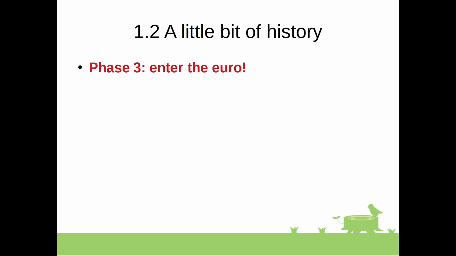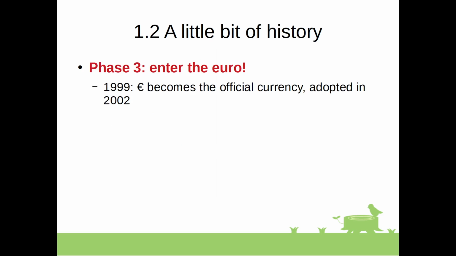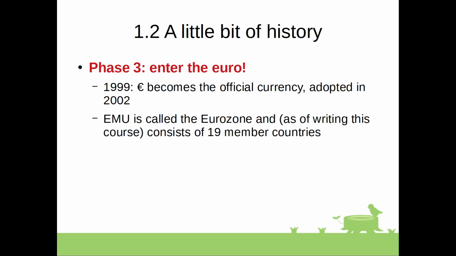Phase 3, enter the euro. So, in 99, the euro becomes the official currency, but this is where everything started rolling. You cannot implement a new currency from one day to another or just like that. It takes time. So it was only adopted in 2002. Then people were actually using the euro as a currency.